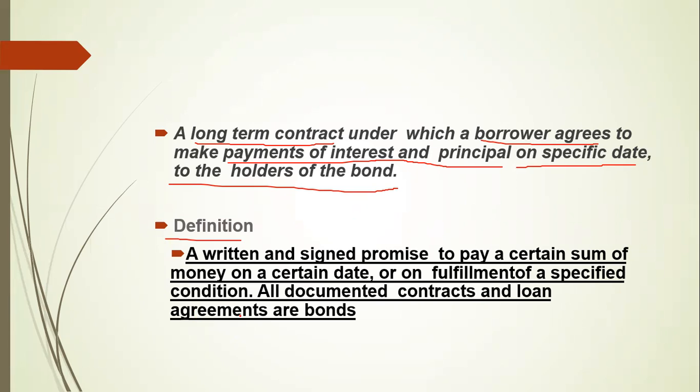So all documented contracts and loan agreements are called bonds. So we come to know that it's a debt instrument and it's a long-term contract. So here is the agreement between the bondholder and the borrower regarding payment of interest and principal, either on a specific date or on the fulfillment of a specified condition. Now let's go to the features of bond.